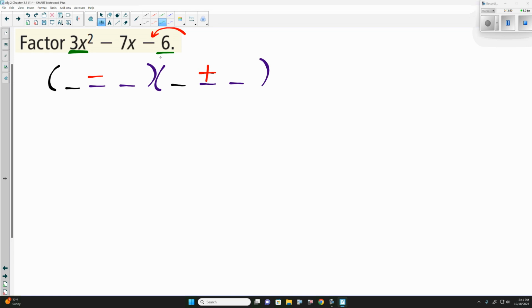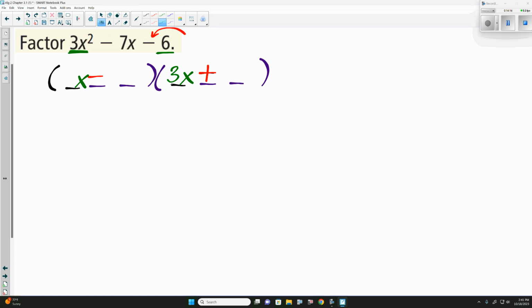Factors of 3x squared. Well, our x squared would be x and x. What are the factors of 3? 3 and 1. So where do we want to put the 3? Okay. And we can put the 1 in the first.